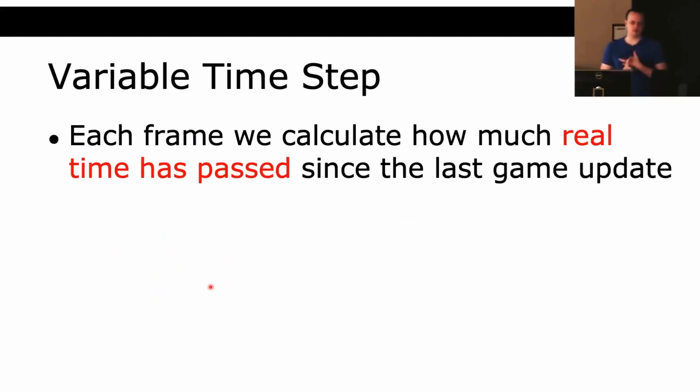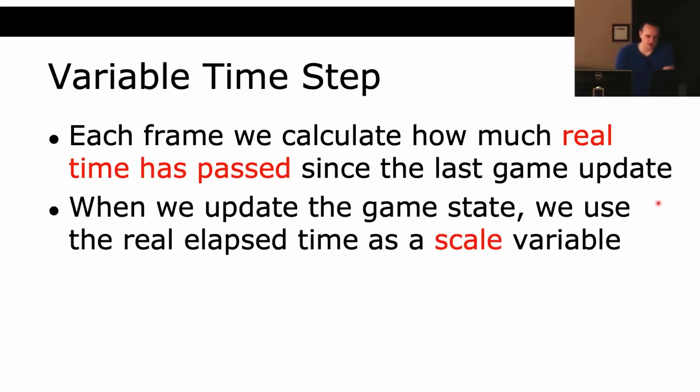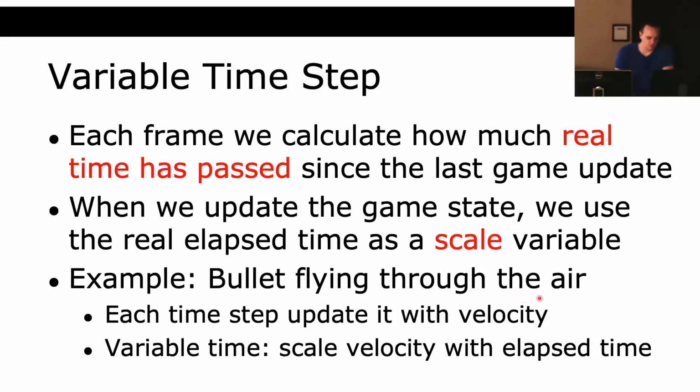Each frame will calculate how much real time has passed since the last game update, and then we pass that into the simulation as a sort of scale variable, right? So we multiply everything that takes time into account by this scale variable. For example, with a bullet flying through the air, each time step, update it with its velocity, but with the variable time method, you scale the velocity with the amount of elapsed time, right? So your speeds would no longer be unit of measurement per frame, which is what we're doing in our course. It would instead be unit per second or something like that, and then we would multiply it by the amount of seconds that had passed since the last frame.